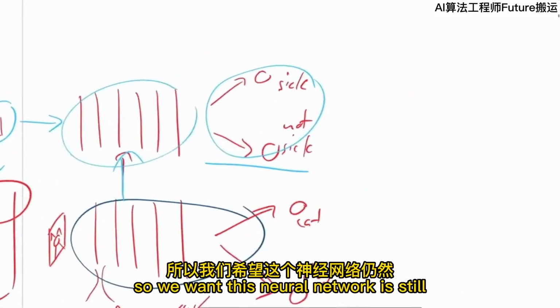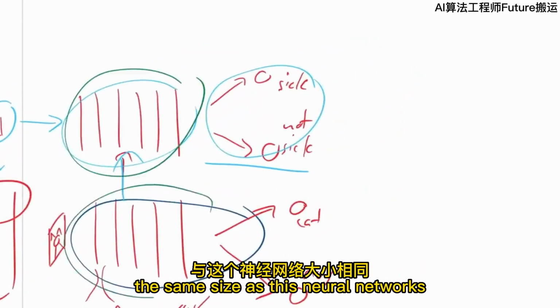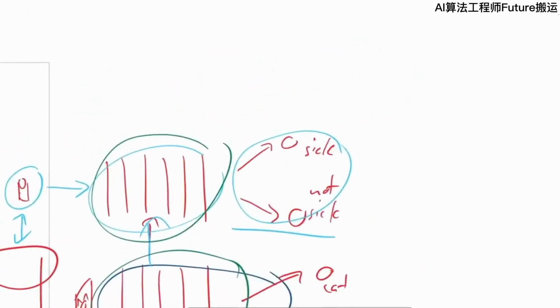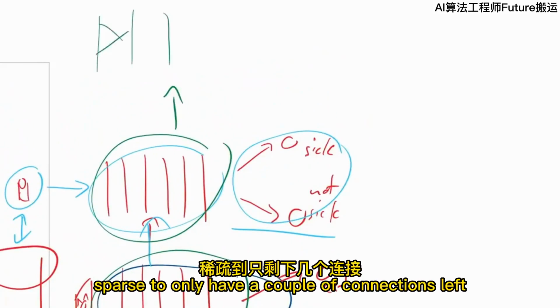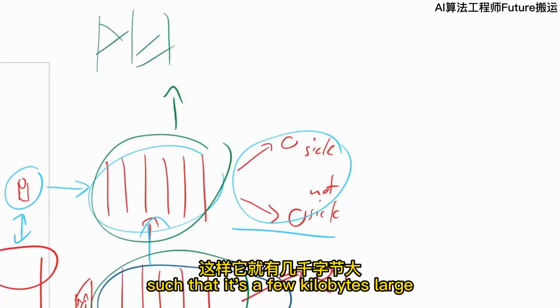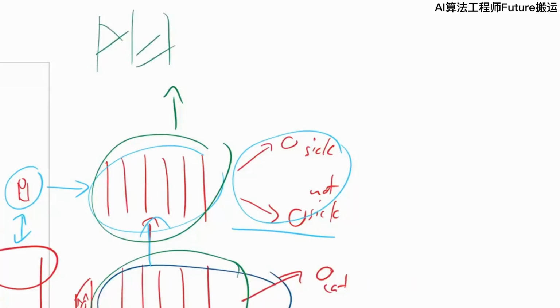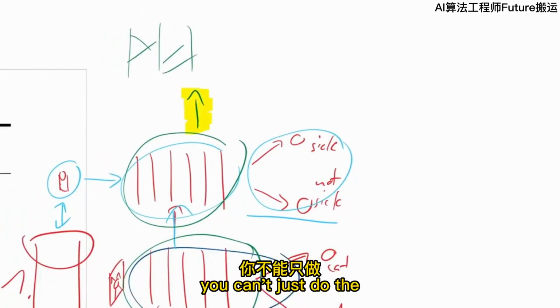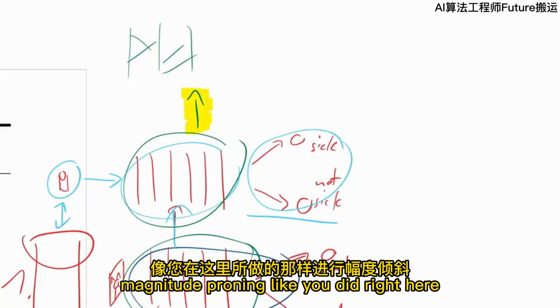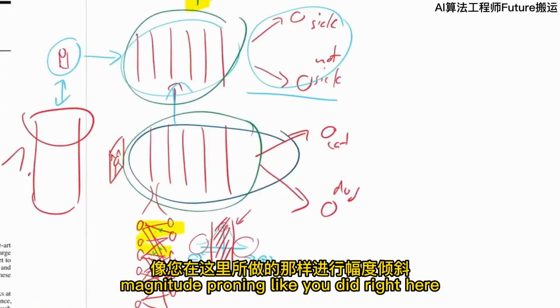So this neural network is still the same size as this neural network. So now we want to do the pruning. We want this neural network to become sparse, to only have a couple of connections left such that it's a few kilobytes large, right? But retain performance. Now they say when you do this step, you can't just do the magnitude pruning like you did right here.